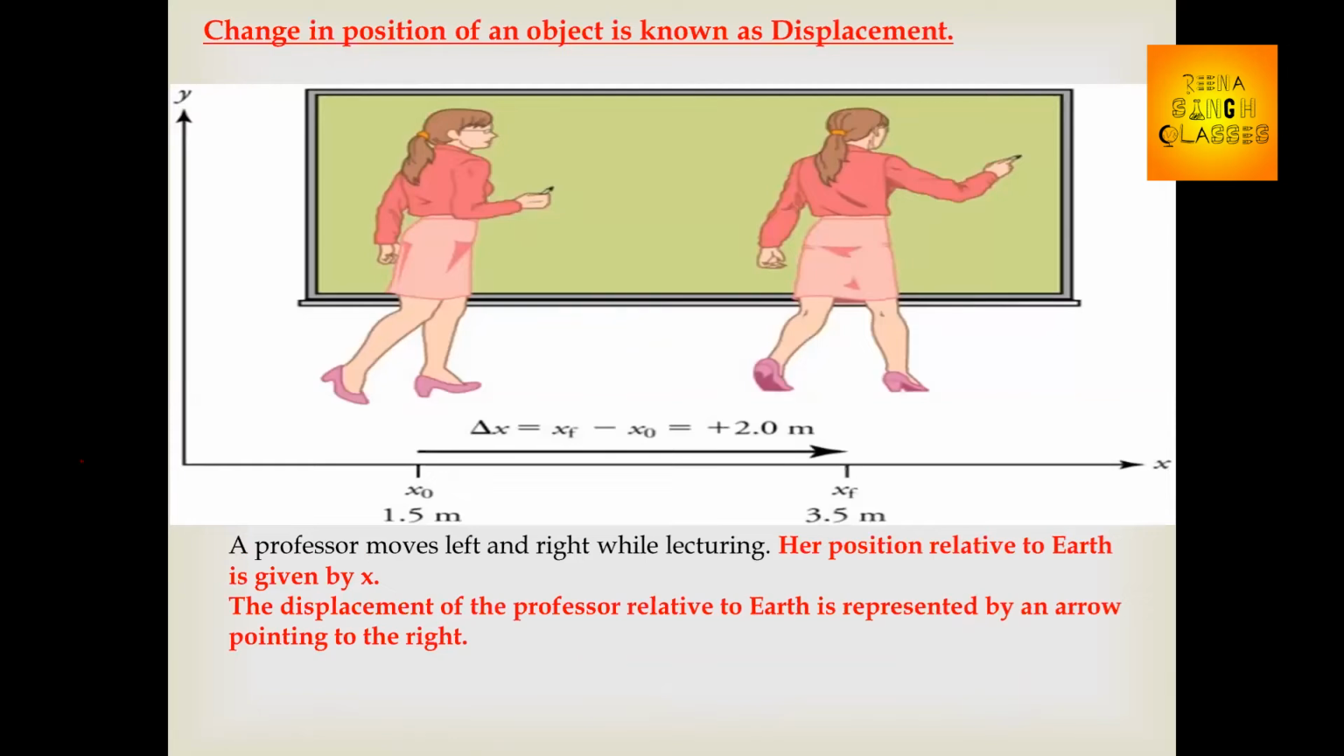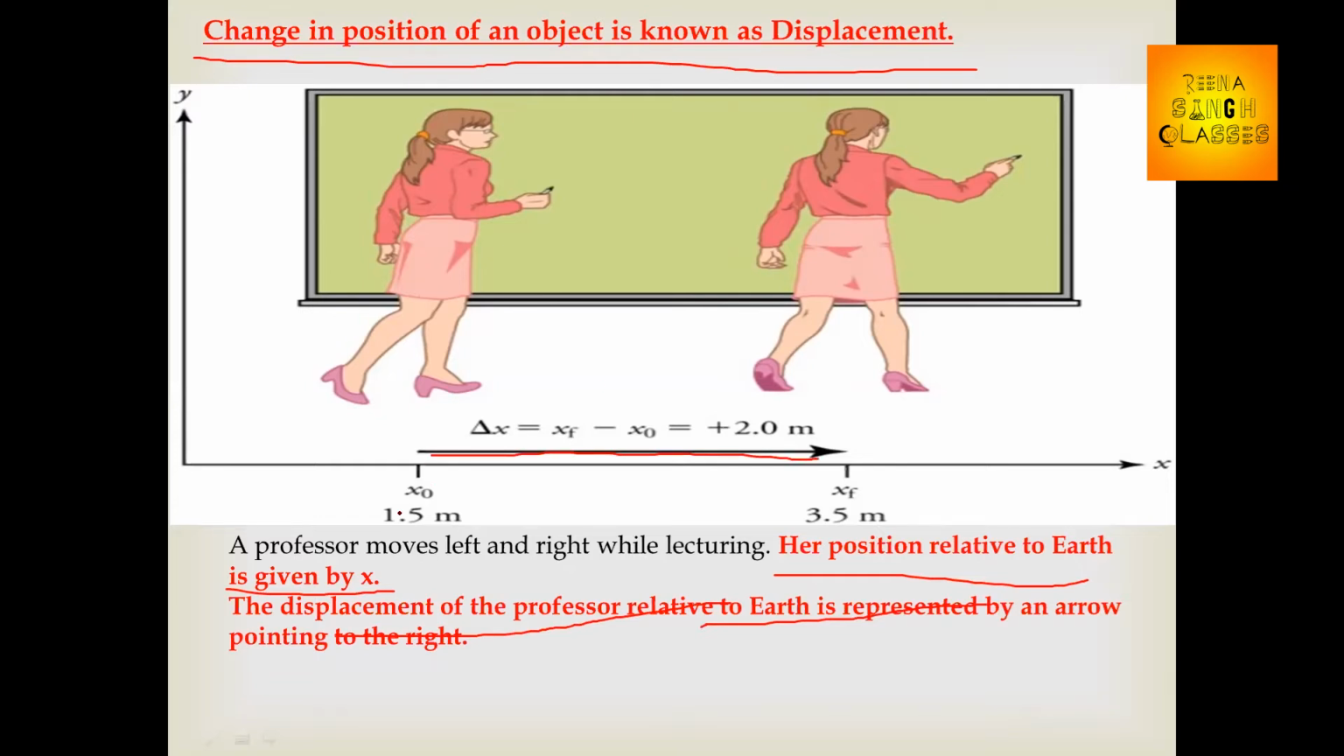Another example about displacement. What is the definition of displacement we get? Change in position of an object is known as displacement. So look at the image. It is a lady professor who is teaching in the classroom and she is moving left and right while lecturing and writing on the blackboard. Her position relative to earth is given by x. The displacement of the professor relative to earth is represented by an arrow. Look here, the arrow is drawn here.